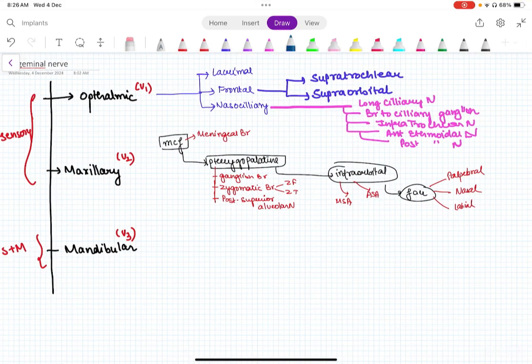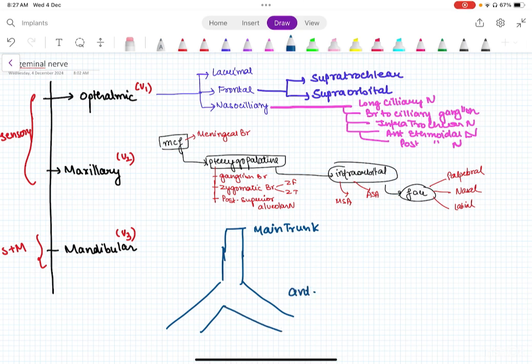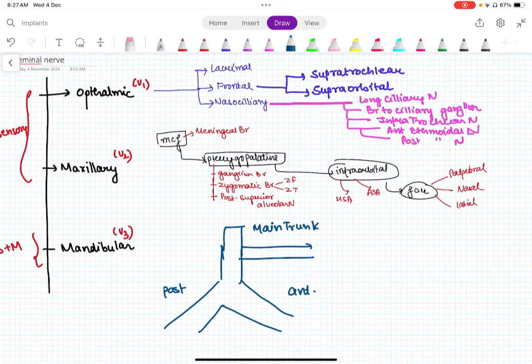Now let's talk about mandibular nerve. In mandibular nerve, what happens is, mandibular nerve is something like this. We have a main trunk, then this main trunk divides into 2 anterior and posterior division. Now main trunk gives 2 branches. One is the meningeal branch or nervus spinosus, then second is nerve to medial pterygoid.